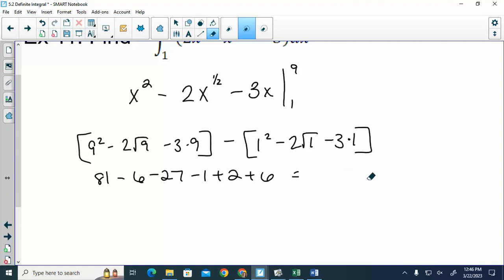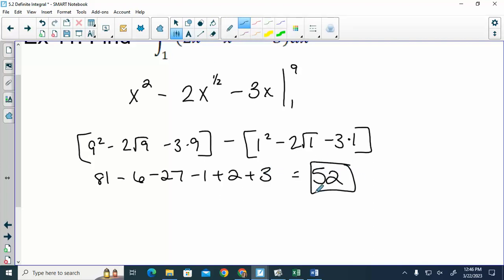Yeah, that's 52. I think I wrote a 6 right here instead of a 3. Sorry about that. I wrote down 1 digit wrong. Okay. Is that one alright?